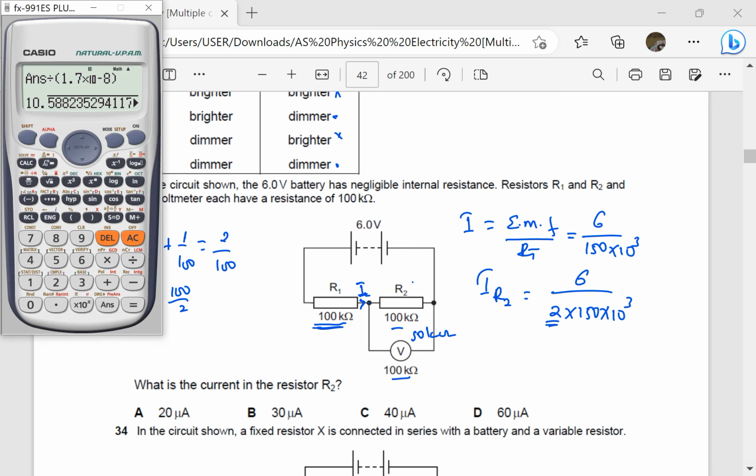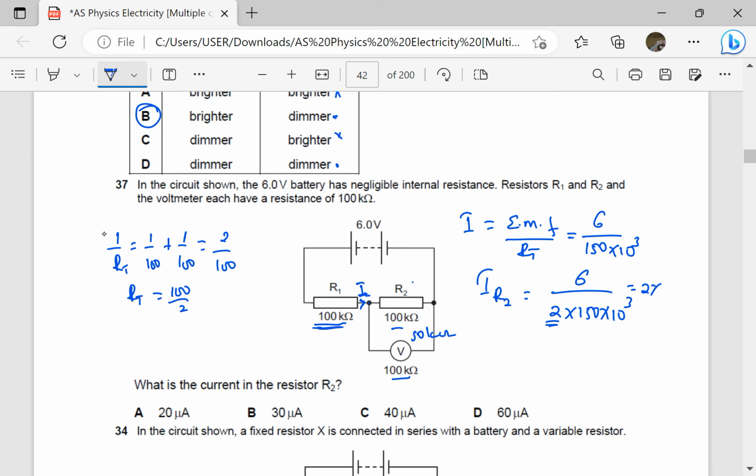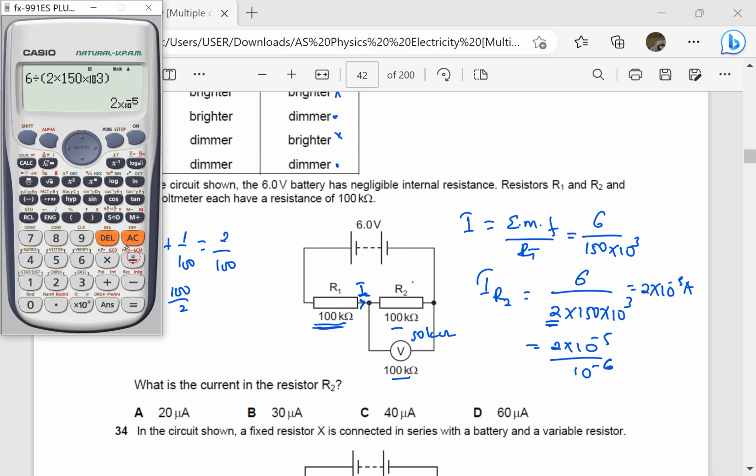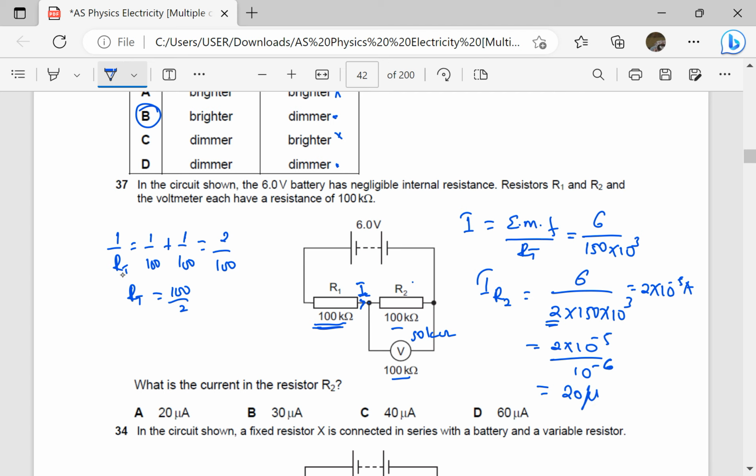So from my calculator, I have 6 divided by 2 times 150 times 10 power 3. That gives us 2 times 10 power negative 5 amperes. The answers have been given in microamperes, so I will say 2 times 10 power negative 5 divided by 10 power negative 6 to change it to microamperes. That is 20. So the current there is 20 microamperes. So our answer is A.